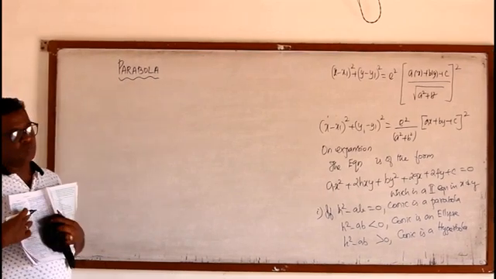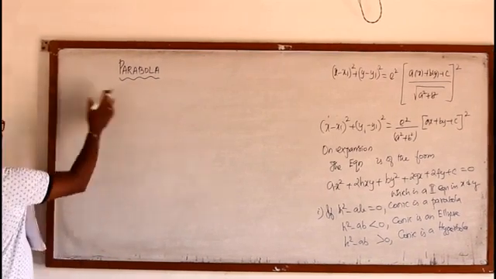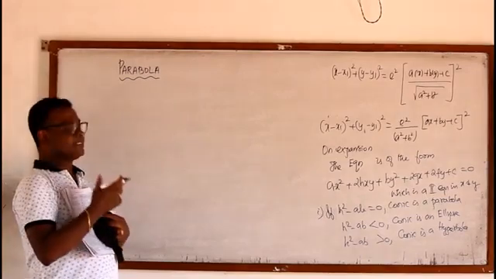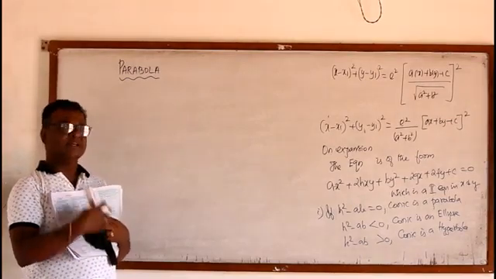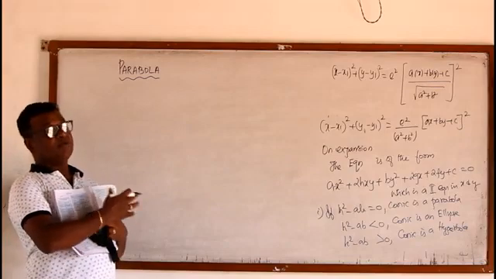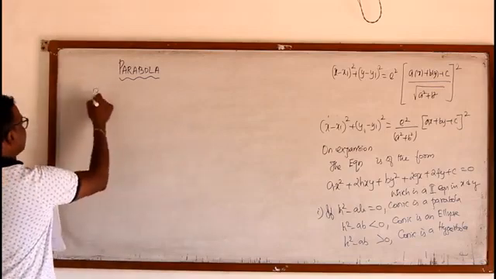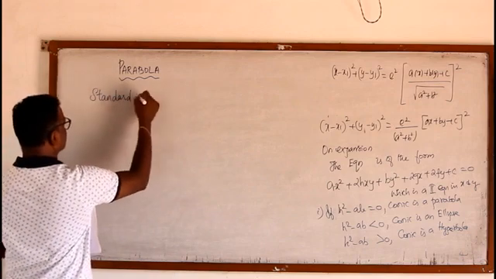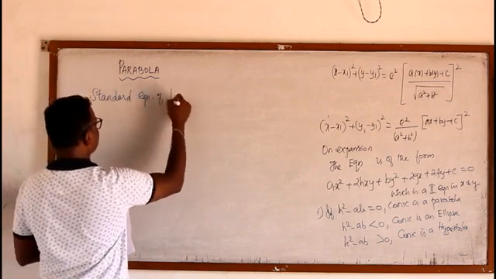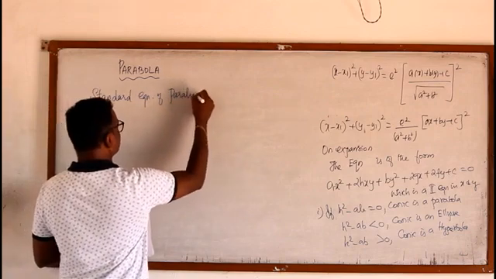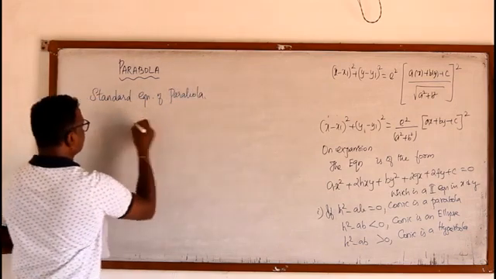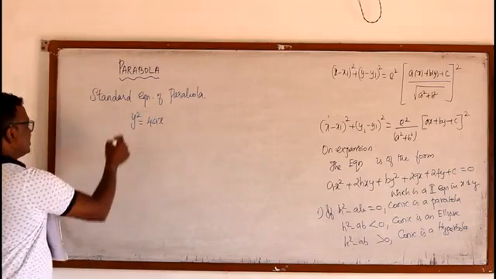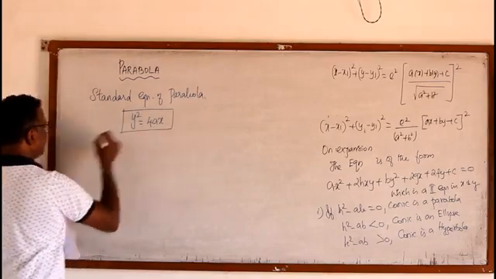Now we shall study only parabola. Let me introduce parabola in this way. That is, I will introduce the standard equation and the nature of that. Then we shall study all about parabola. The standard equation of a parabola is y square equal to 4x. This is the standard equation of a parabola.